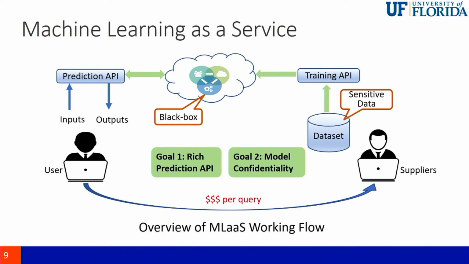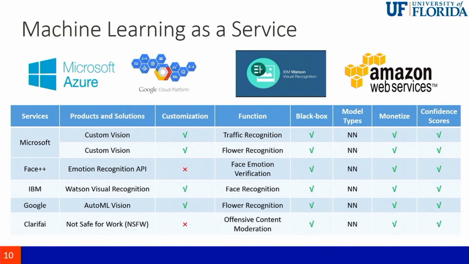Second, they can provide model confidentiality. So this is the key idea of machine learning as a service. It has become very popular because the machine learning as a service model can save local computation resources. You don't need to buy these expensive DNN servers, right? That's why almost all the cloud providers have their own machine learning as a service. For example, we list Microsoft, Face++, IBM, Google, Clarifai, all of them.